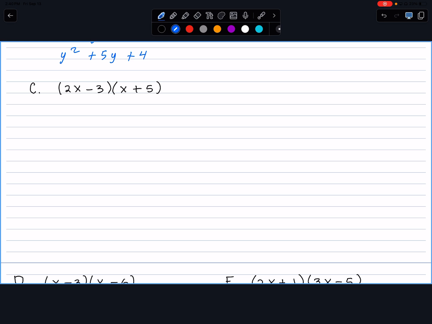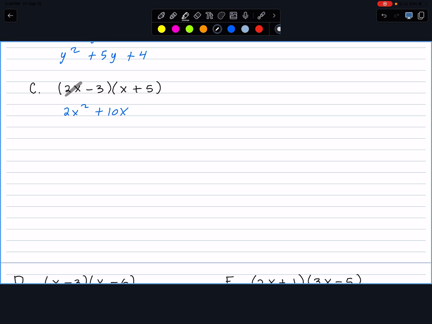Okay, let's see what we got. So again, I'm going to take that 2x and multiply it to both terms. 2x times x is 2x squared. 2x times 5 is 10x. I'm finished with the 2x.